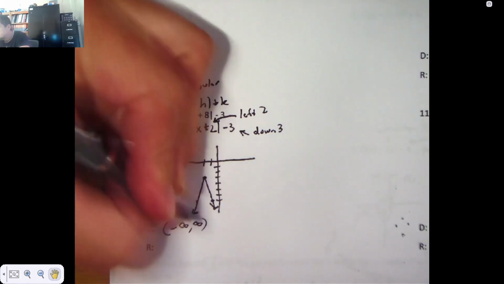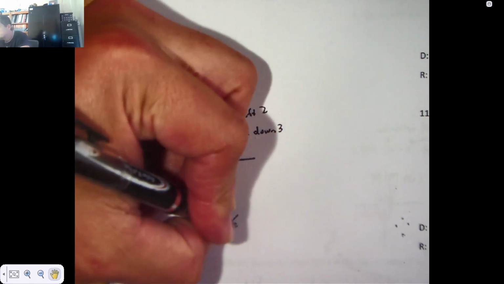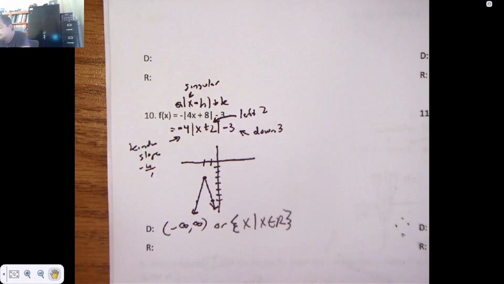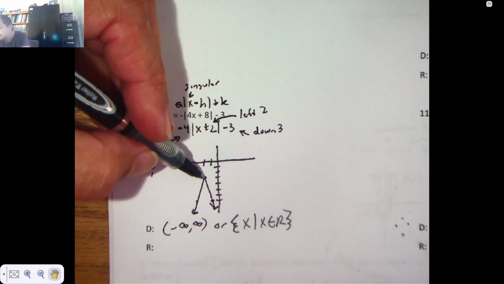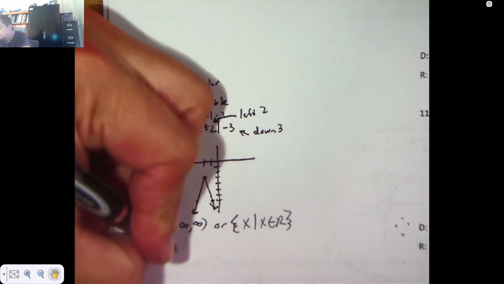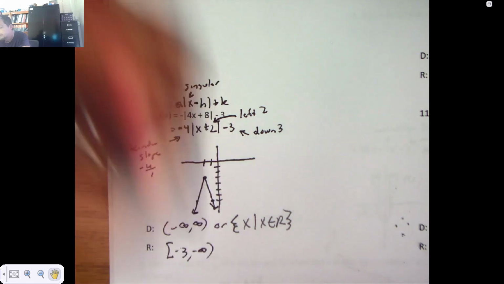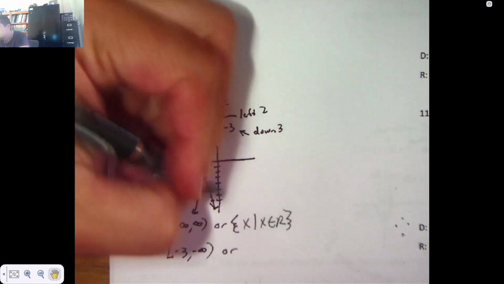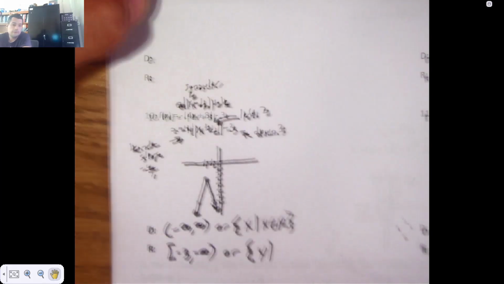Domain is -infinity to positive infinity, or because you love set builder notation, all values of x such that x is an element of the real numbers. The range: the largest output value appears to be -3, and the smallest output value is -infinity. Or because you love set builder notation, all values of y such that y is less than or equal to -3.